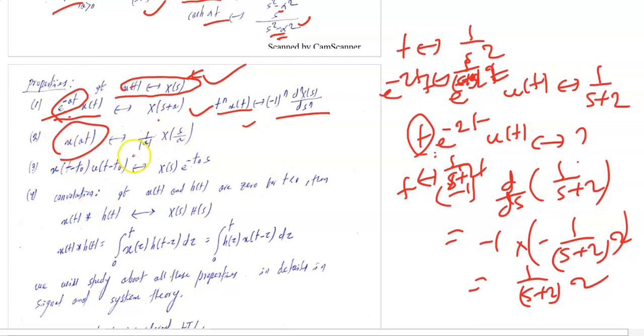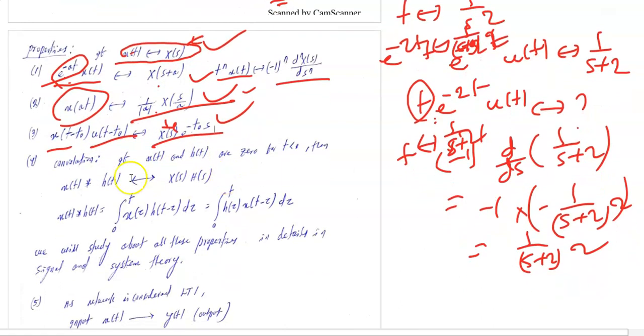The scaling property: x of a t has the Laplace transform 1 upon magnitude of a times X of s by a. The time shifting property, e to the power minus s t0, is very much used. All the properties are used. Then convolution, more detailed convolution will be discussed in signals and systems. x of t convolved with h of t gives X of s times H of s.